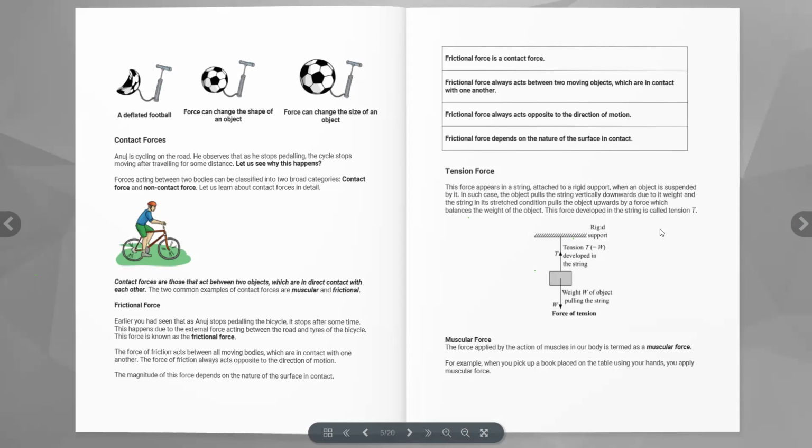Miss, can I start from the beginning? Yes, sure. You have to explain it. So start again and you have to explain. Tension force. This force appears in a string attached to a rigid support when an object is suspended by it. In such case, the object pulls the string vertically downwards due to its weight, and the string in stretched condition pushes the object upwards by a force which balances the weight of the object. This force developed in a string is called tension T.